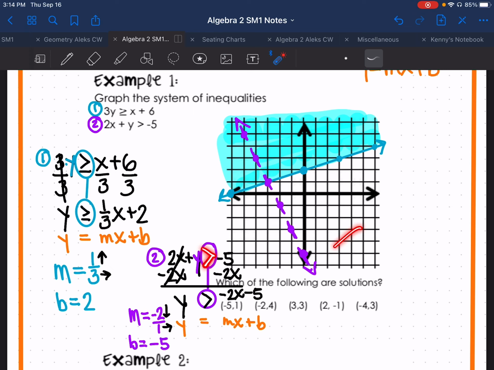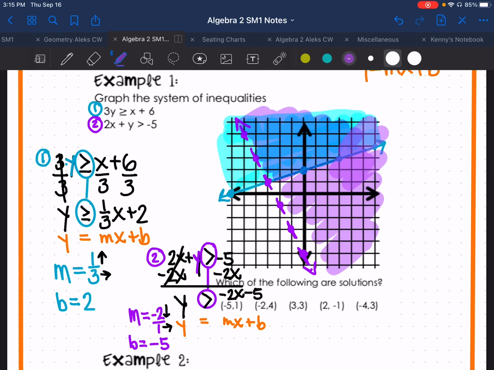Now, my intuition tells me this is above. I want to know if I'm right. So let's take 0, 0 as a test point. What's 2 times 0? Well, anything times 0 is 0. So I have 0 plus 0. Is 0 plus 0 greater than -5? Well, 0 plus 0 would be 0. Yes, that is greater than -5. So I need to shade the 0. I hope that made sense.